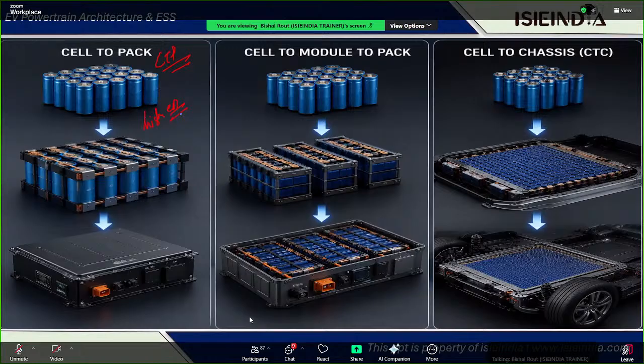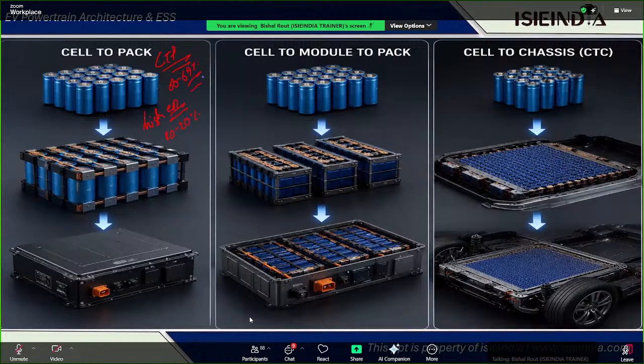Pack energy density is going to improve by 10 to 20%, right? It will improve the space utilization to 60 to 67%. It will improve the energy utilization by 10 to 20%, right?